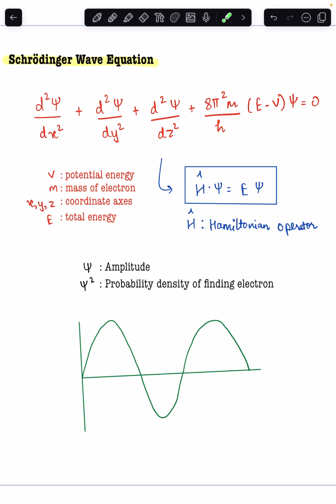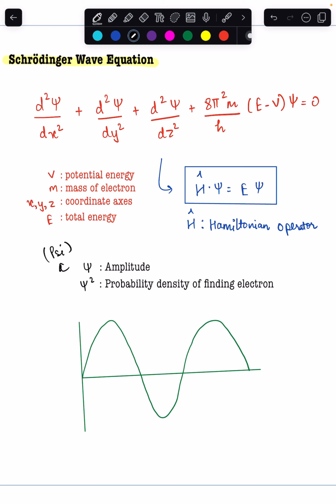Then we have the potential energy. V is potential energy, m is mass of electron, x, y, z are coordinate axes, and E is total energy. Wait, I forgot to mention one thing here, that this symbol is called psi. Alright, this symbol is called psi, and this is obviously called psi square. Alright, so now what does all this mean?